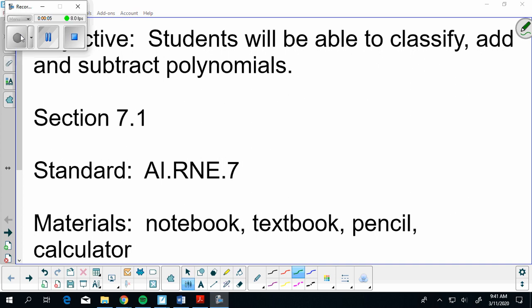We're getting ready to go through adding and subtracting polynomials. We'll also be classifying them, telling what their degree is, and writing them in standard form.